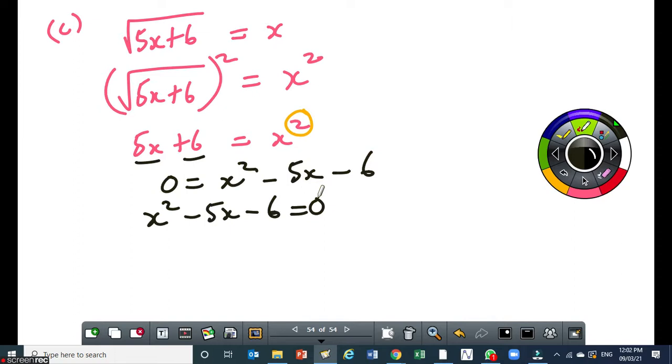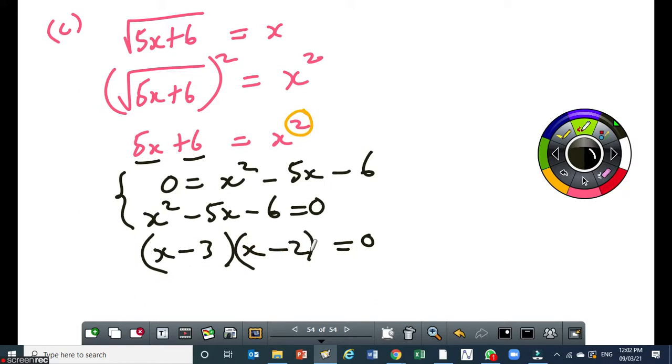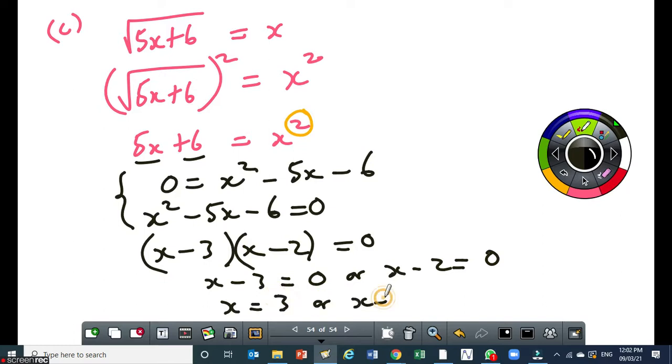The equation can be written in any of the two ways. No sign changes. Okay? Then I need to factorize this. So I open my two brackets. It becomes x here, x there, then I have minus 3 there, and minus 2. Which means I'll have x minus 3 equal to 0, or x minus 2 equal to 0. Therefore, x is going to be 3, or x is going to be positive 2.